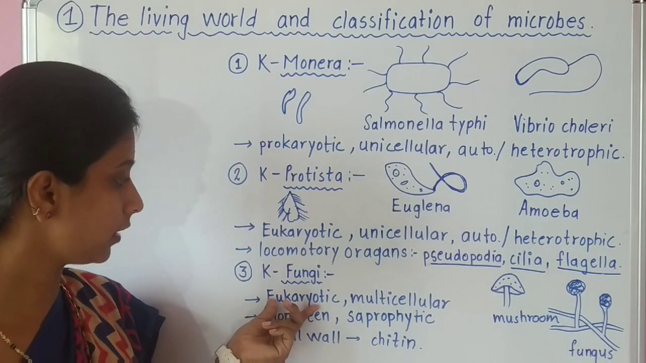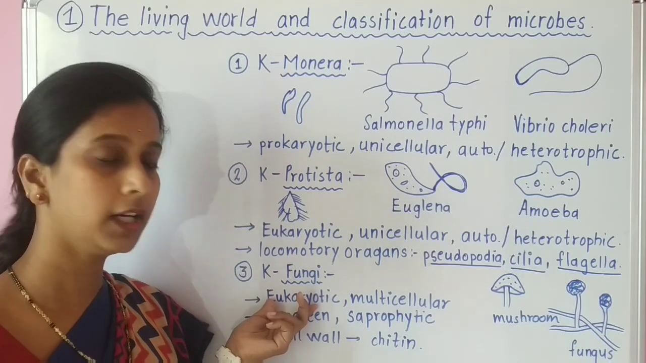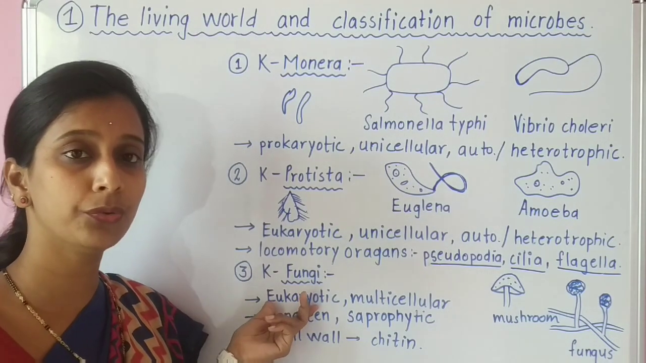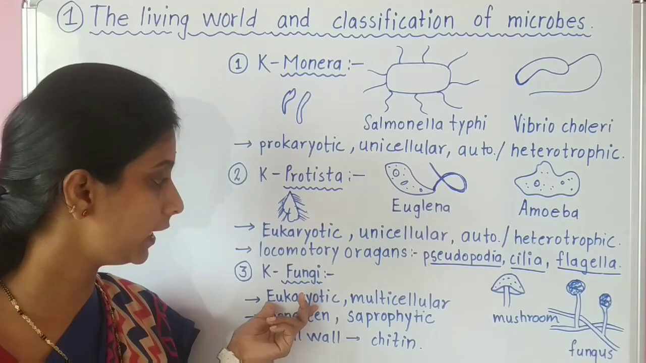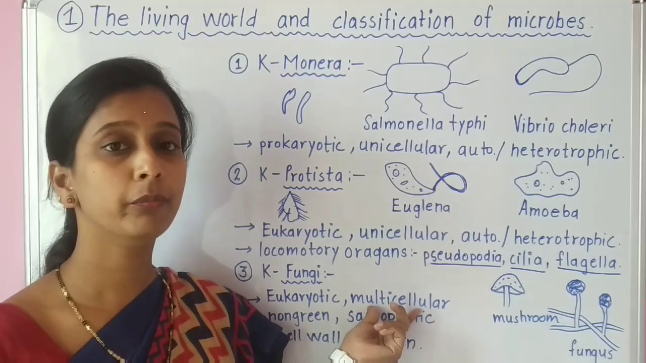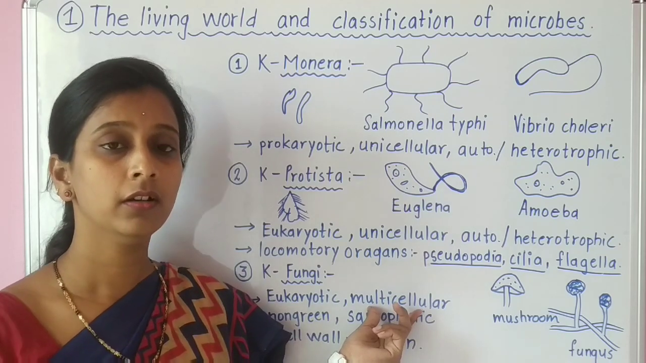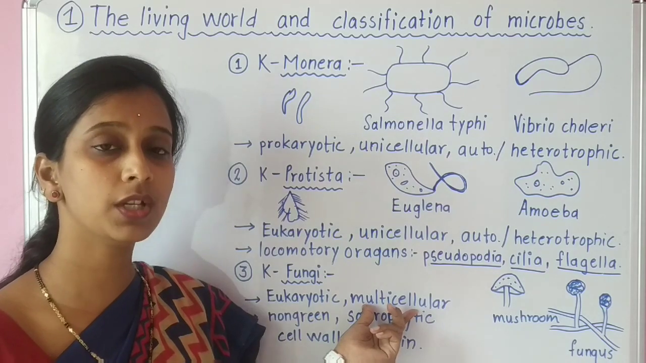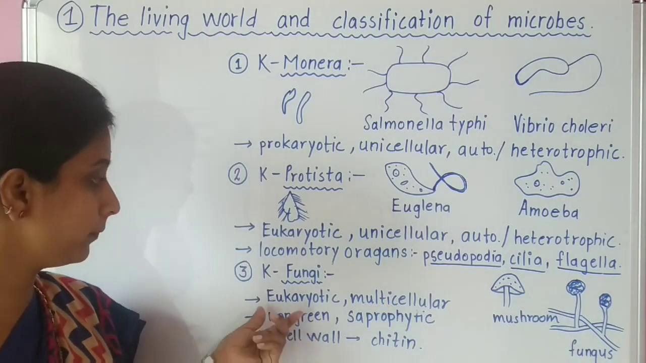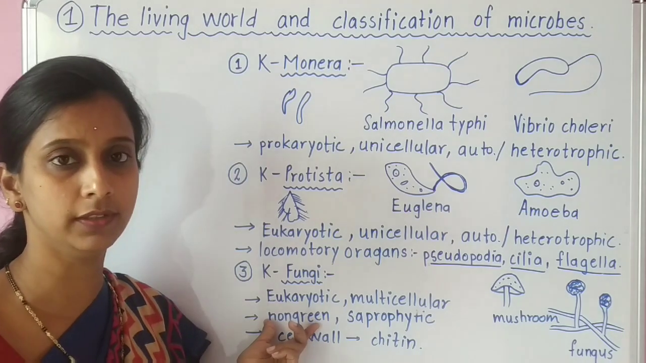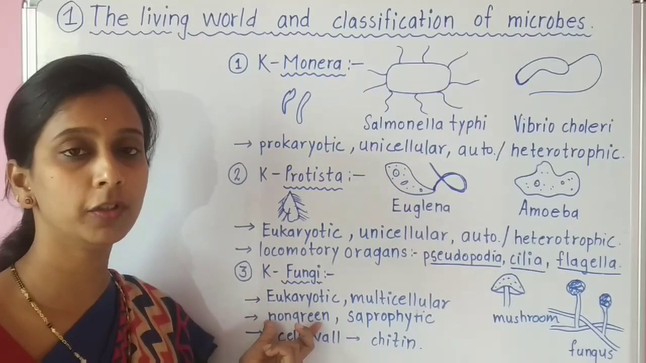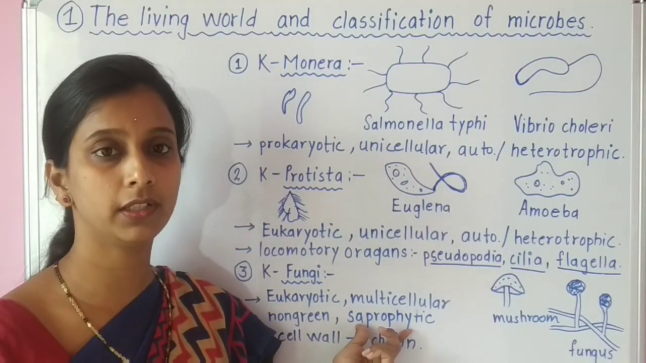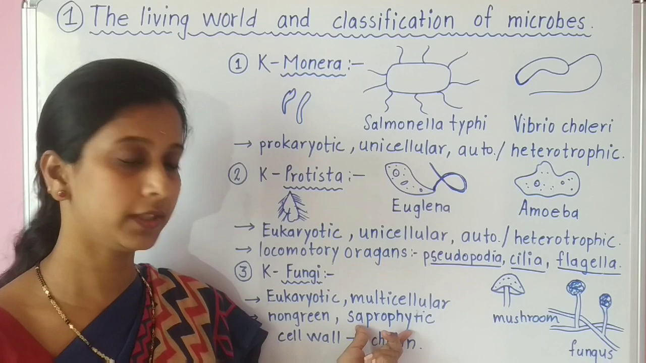The characteristics are: eukaryotic organisms. Again, their cells are well defined with all organelles, and the nucleus is covered by the nuclear membrane, but they are multicellular organisms. Never unicellular ones are present in this group. Only multicellular fungi are present. They are non-green. As they are non-green, they cannot prepare their own food, and they depend upon other dead materials only.